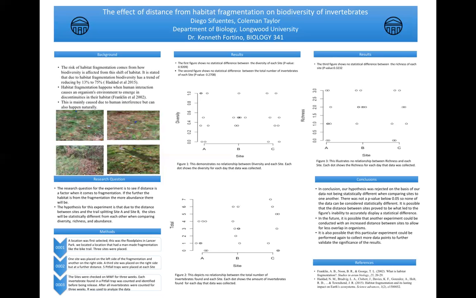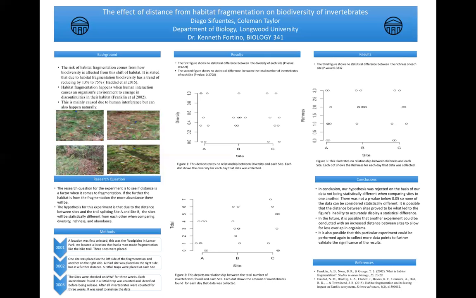In figure 2, this depicts no relationship between the total number of invertebrates found in each site. Each dot shows the amount of invertebrates found for each day that the data was collected. Now the second figure shows also no statistical difference between the total number of invertebrates of each site, with a p-value of 0.2708. Now, the third figure illustrates no relationship between richness and each site.